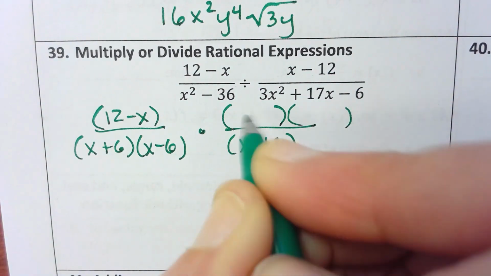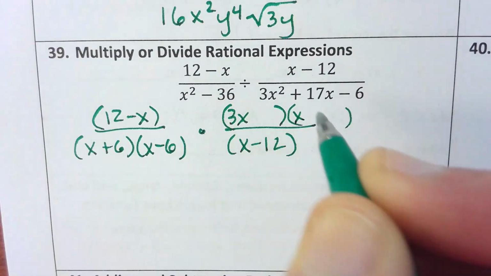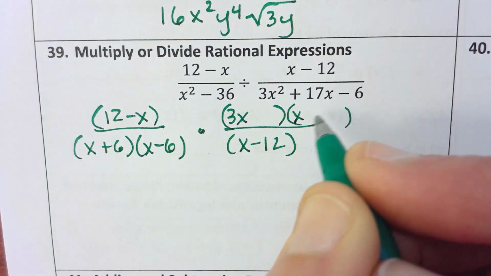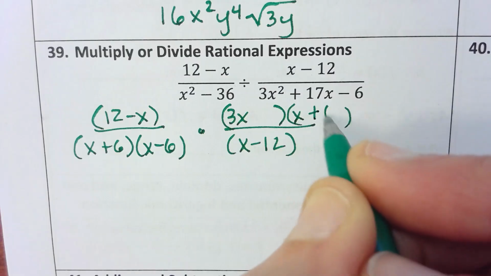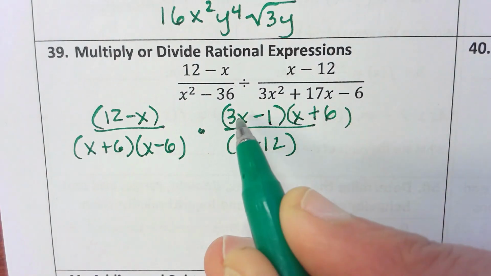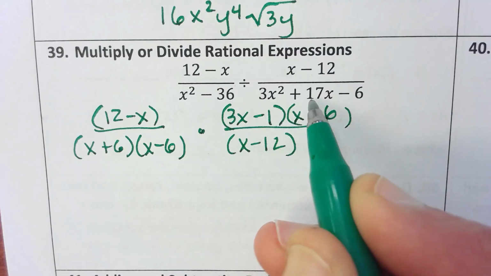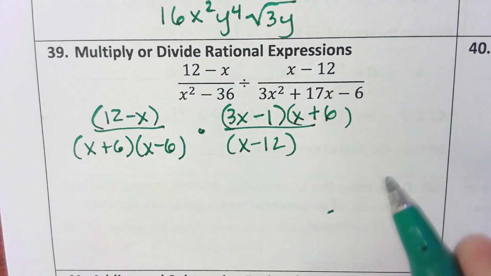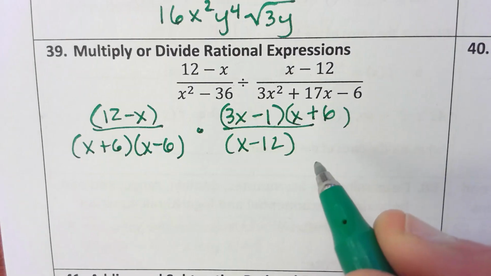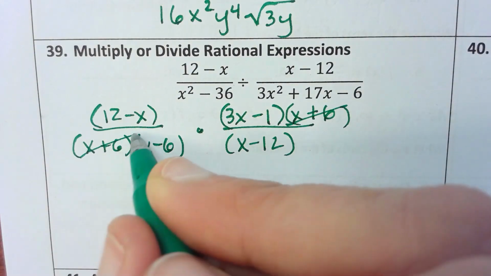and factor this. Okay, 3x, x, plus 6 maybe? Yep, minus 1. So this becomes 18x minus 1x, and that's 17x. That looks great. Now I can start crossing stuff out. That's the fun part. Cancel that, cancel that.